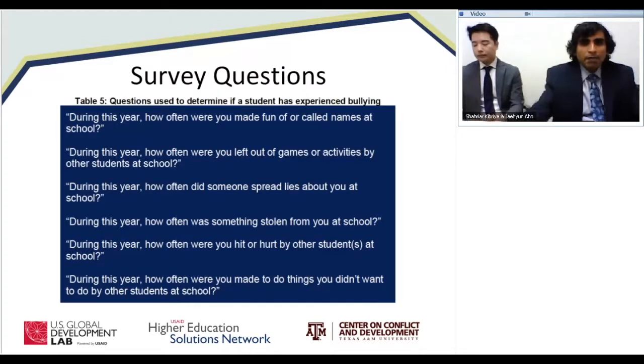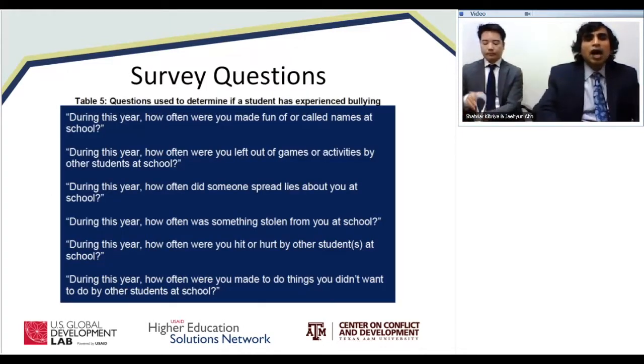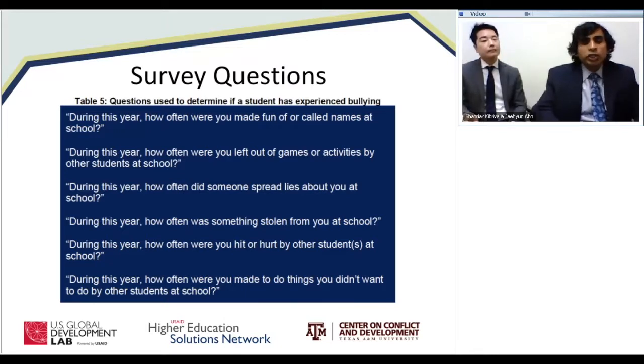Before we move on to the results, I know Colleen and Julie talked about the definition of bullying or peer violence and how it's measured, but I will spend a little time describing how bullying was measured in this particular study. The survey consisted of 6 questions. The students were asked, during this year, how often were you made fun of or called names at school? How often were you left out of games or activities by other students at school? How often did someone spread lies about you at school?